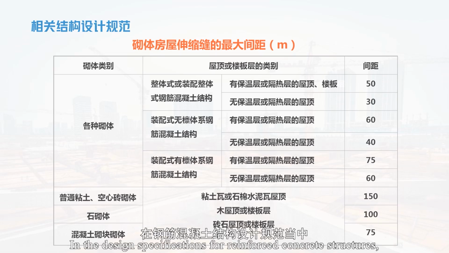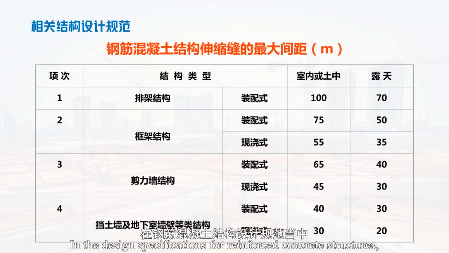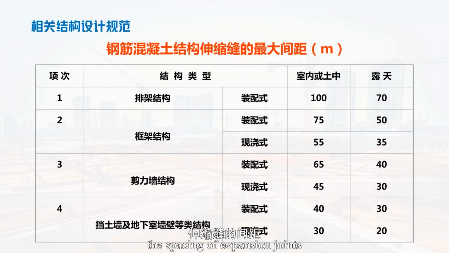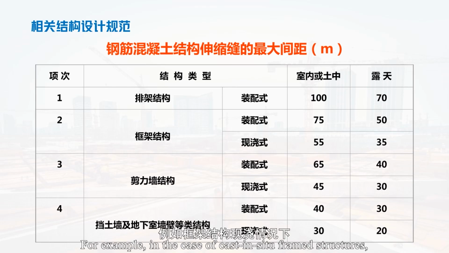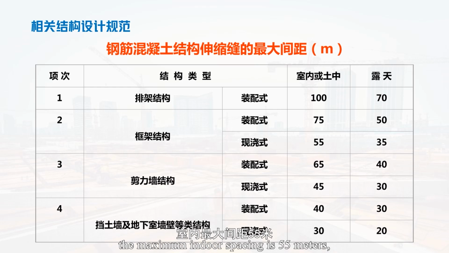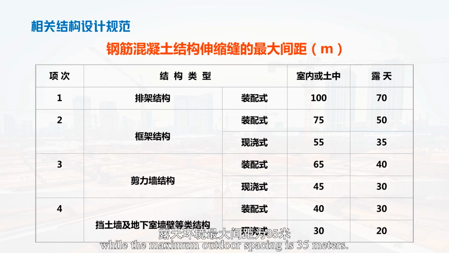buildings. In the design specifications for reinforced concrete structures, the spacing of expansion joints is related to the type of structure and environment. For example, in the case of cast in situ frame structures, the maximum indoor spacing is 55 meters, while the maximum outdoor spacing is 35 meters.